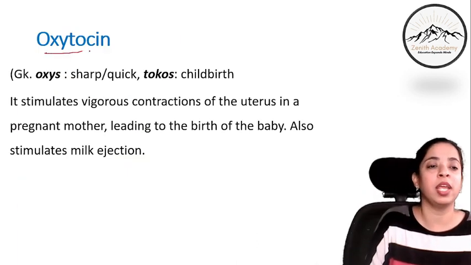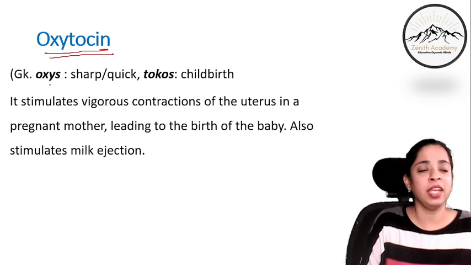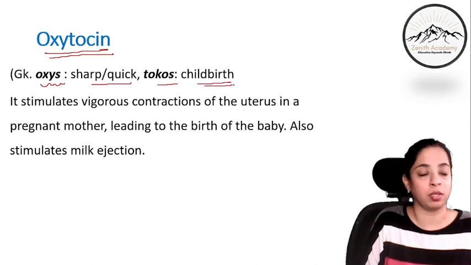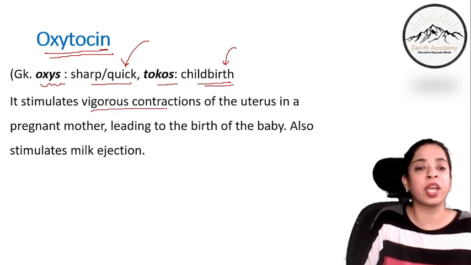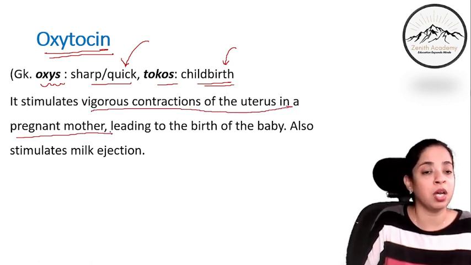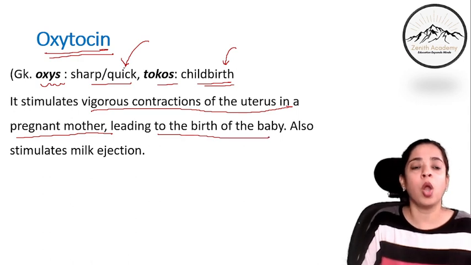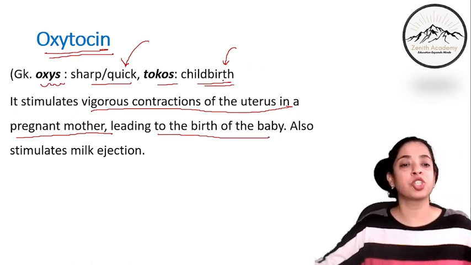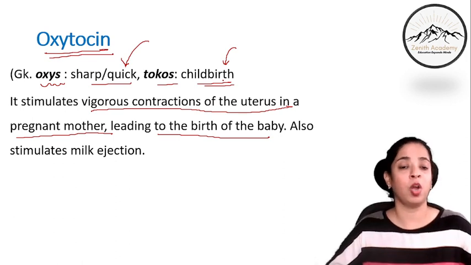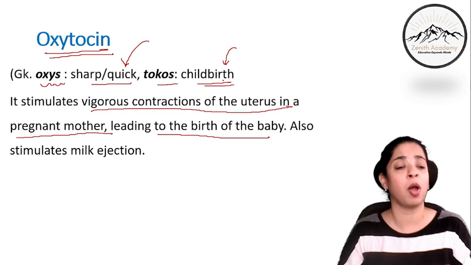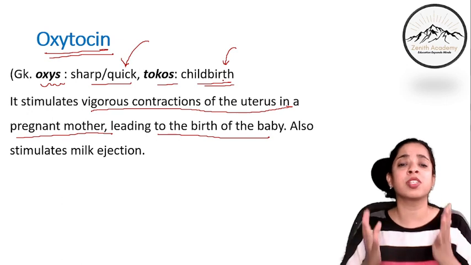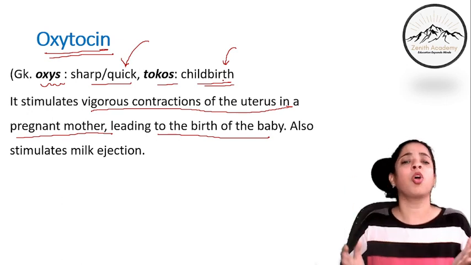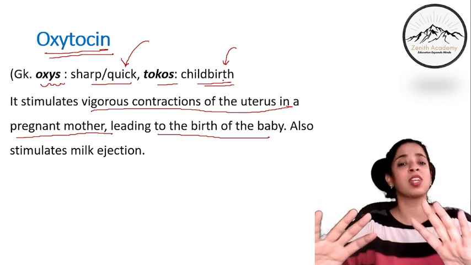Now the last hormone is oxytocin. In Greek, oxys means sharp or quick and tokos means childbirth. So it means quick childbirth, right? It stimulates vigorous contractions of the uterus in the pregnant mother, leading to the birth of the baby. So what does quick childbirth mean? See what happens during labor, when the baby is about to be born. The uterus constricts, okay? There are contractions of the uterus continuously. And when there are one after another contractions of the uterus, the baby is released out very easily.